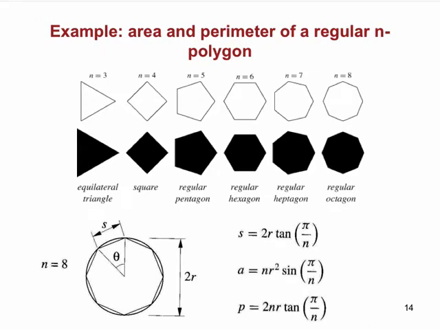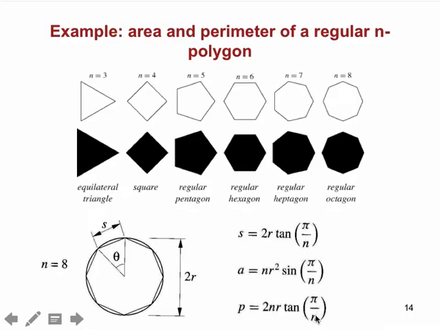So let's actually create a function now. Here is an example. Let's calculate area and perimeter of a regular n polygon. Here are some examples for n is 3, 4, 5, 6, 7, and 8, with their own names. And we actually have formulas from geometry for those. You can define the side S, which is 2 times r times tangent of pi over n, where n is the number of sides. Area is n r squared sine of pi over n. And perimeter is 2nr times tangent of pi over n.